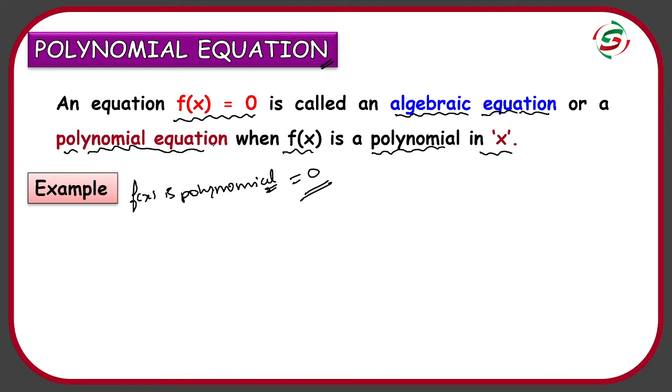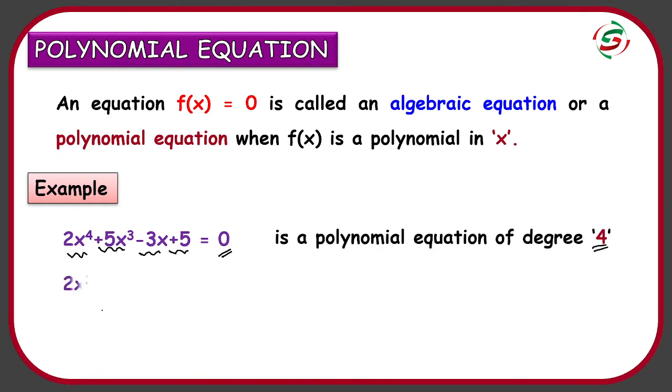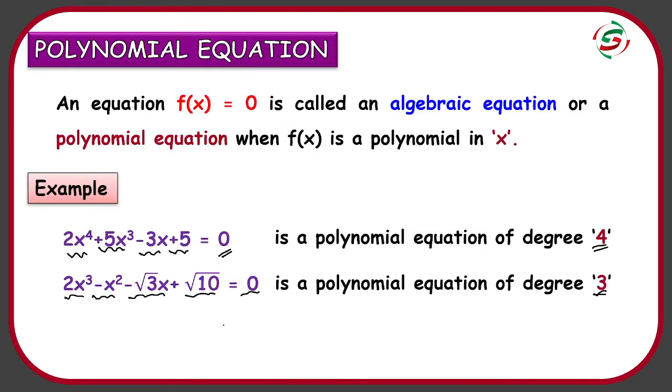Now we can go for the examples. That is, 2x raised to 4 plus 5x cube minus 3x plus 5 equal to 0 is a polynomial equation of degree 4, and 2x cube minus x square minus root 3 x plus root 10 equal to 0 is a polynomial equation of degree 3. So now I think you got what is a polynomial equation or an algebraic equation. Any algebraic equation or polynomial equation written in the form f of x equal to 0 is called an equation.